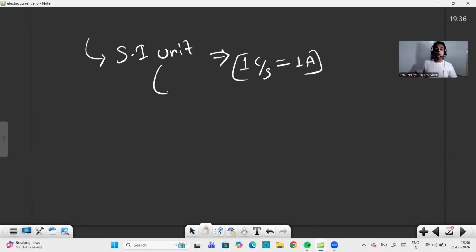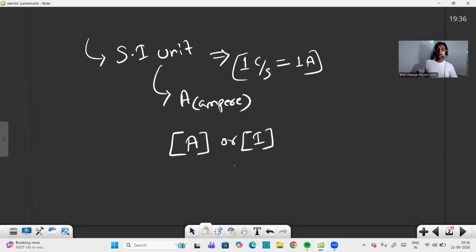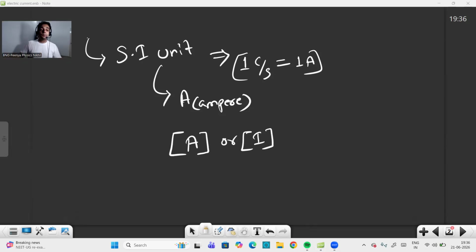So the SI unit of current is ampere. It is denoted by A. Correct. The SI unit of electric current is ampere, and its dimension we already studied in units and dimensions. It is represented by capital A, or current by capital I. Correct. So here, whatever questions can come on average current and instantaneous current.